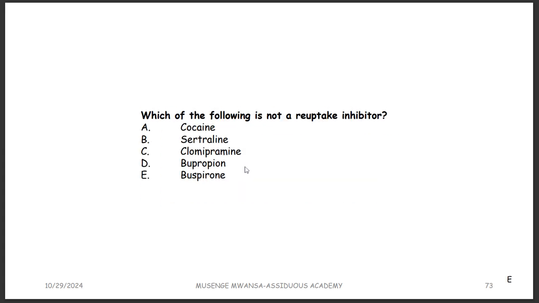Increases renal reabsorption. Which of the following is not a reuptake inhibitor? Please, is this one part of the test or the exam? Which of the following is not a reuptake inhibitor? Cocaine, sertraline, clomipramine, bupropion, buspirone. Which one can we pick?